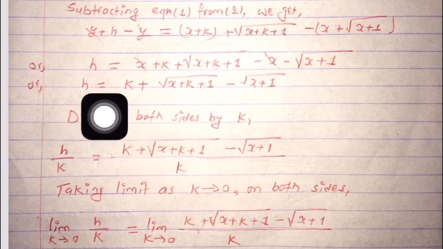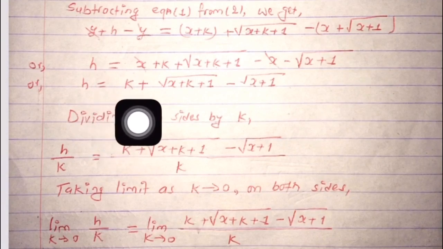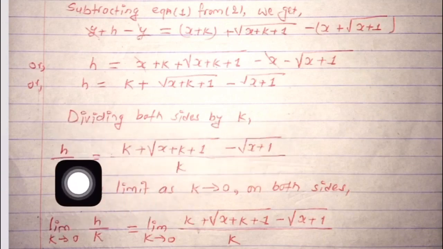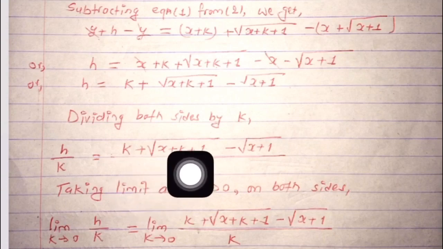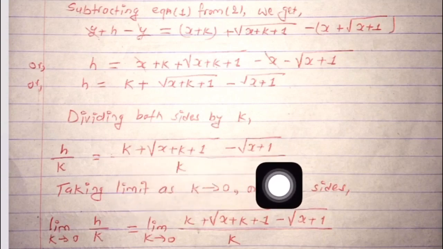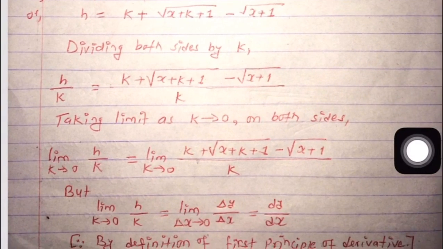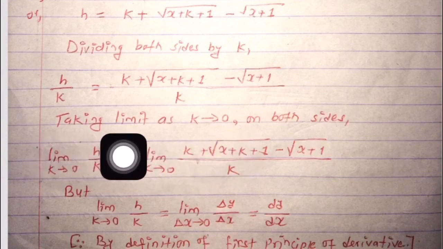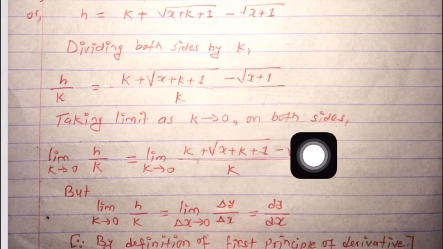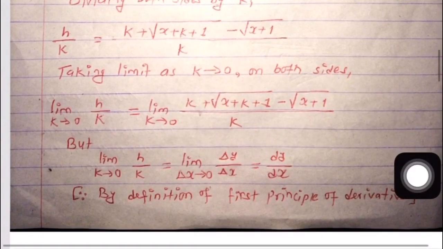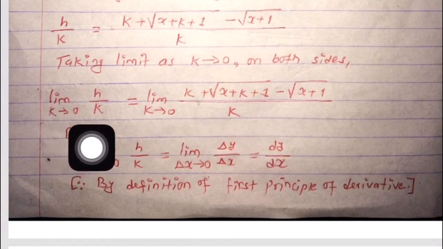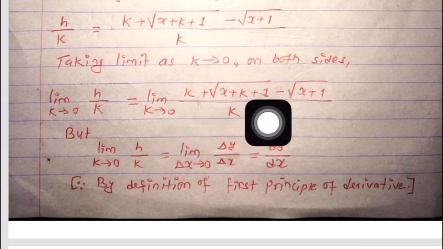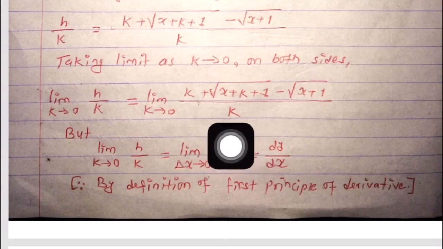So now here the increment in the variable is k, so dividing both sides by k, we have h divided by k is equal to k plus root under x plus k plus 1 minus root under x plus 1, whole divided by k. Now taking the limit as k tends to 0 on both sides, we have limit k tends to 0 of h divided by k is equal to limit k tends to 0 of k plus root under x plus k plus 1 minus root under x plus 1, whole divided by k.